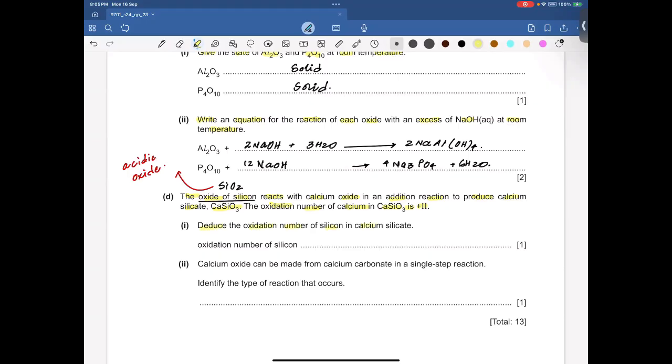Deduce the oxidation number of silicon in calcium silicate. That's easy. Let's suppose silicon is X. Calcium has a charge of +2. Oxygen has a charge of -2. We have 3 oxygen atoms in the formula, so times 3. Since the molecule is neutral and has no charge, which is equal to 0, then X + 2 - 6 equals 0. Then X equals +4. So I believe silicon has an oxidation state of +4.